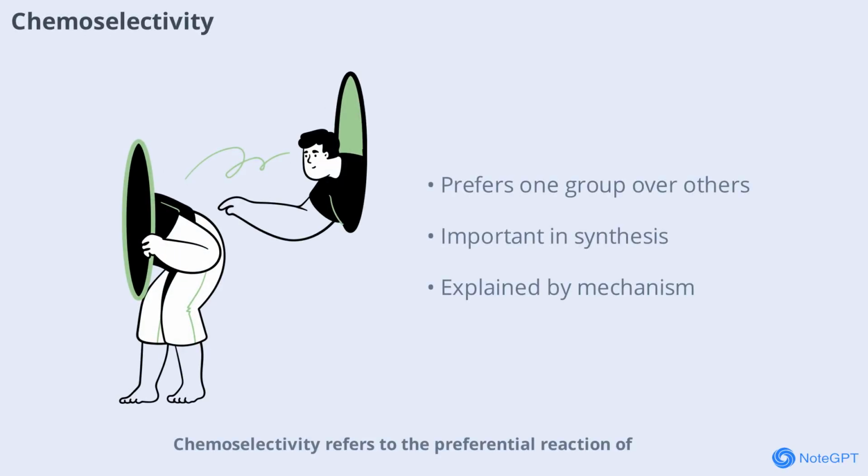Chemoselectivity refers to the preferential reaction of one functional group in the presence of others. Mechanisms help explain why certain groups react while others remain untouched. This selectivity is crucial in complex molecule synthesis where multiple reactive sites may be present.